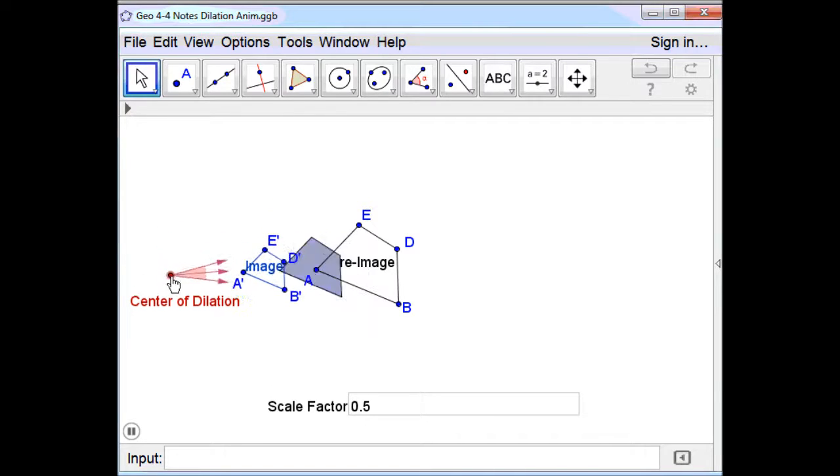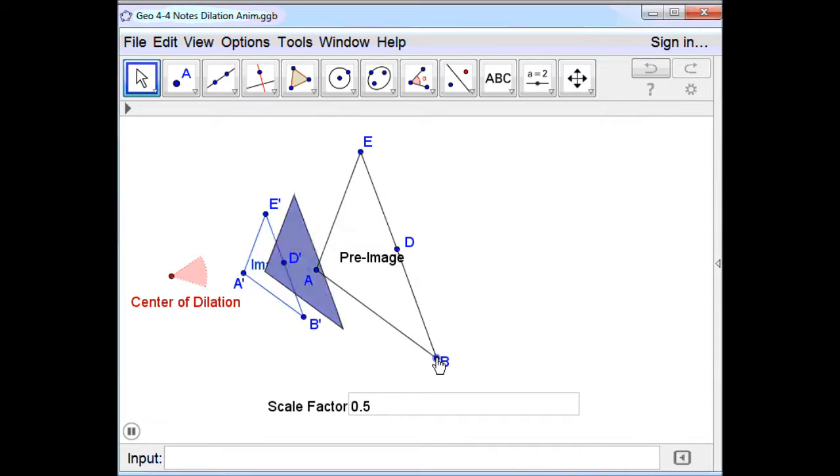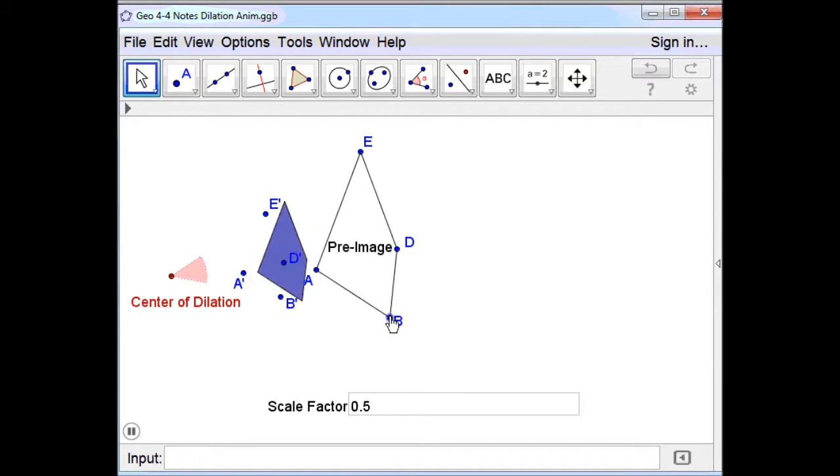In this case, the scale factor is 1/2. That means the image is half as big as the pre-image, and it's half as far from the center. So in fact, in a reduction, the image will be closer to the center. Notice that the image will always retain the same shape as the pre-image, just a different size. I'll make this file available to you on the website so that you can play with this if you'd like.